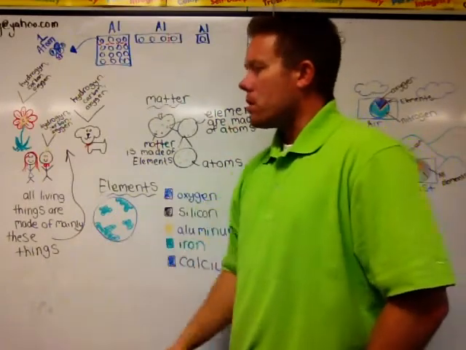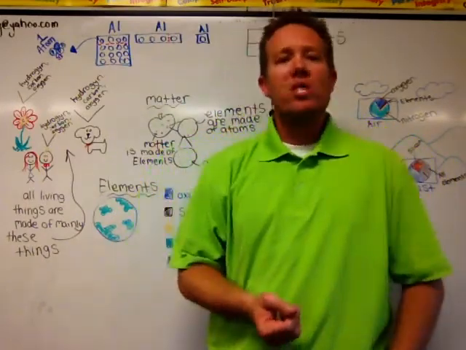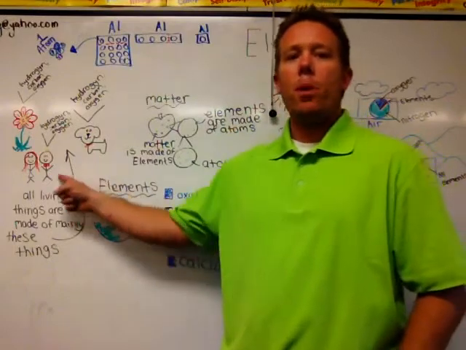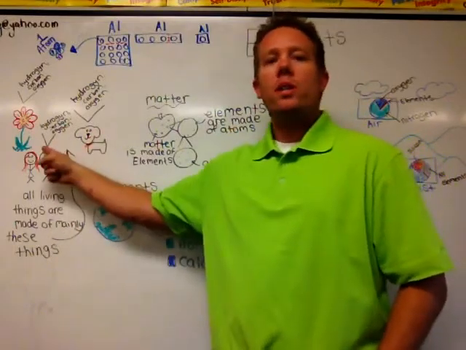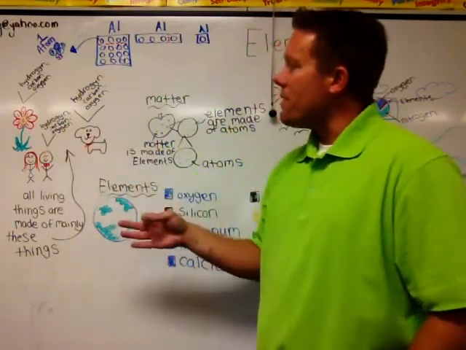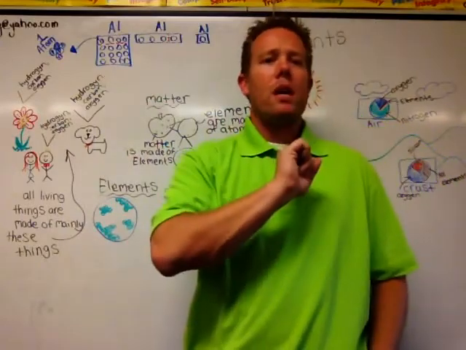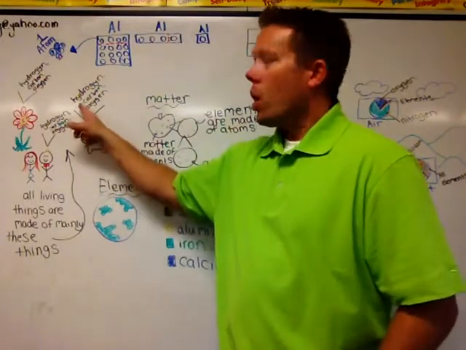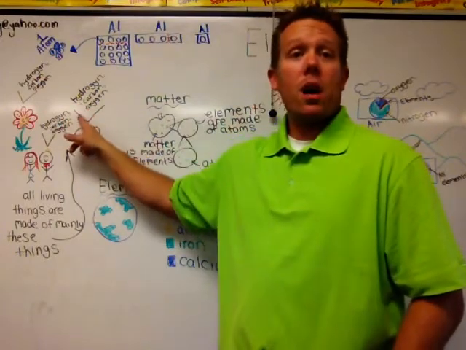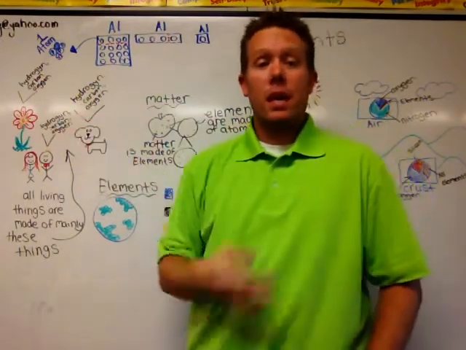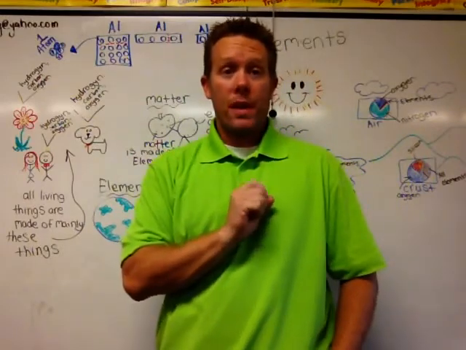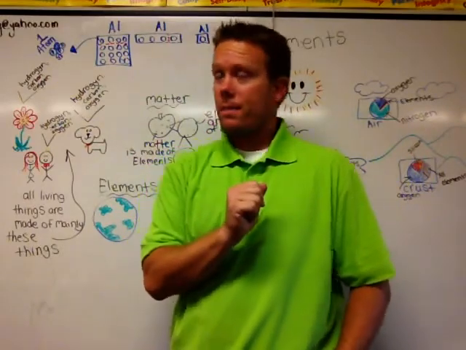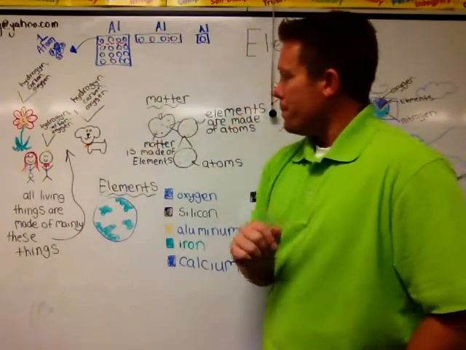Now let's talk about what elements make up most living things. You can see the people here, you can see the dog, you can see the flower. Most living things are made up of these 3 elements: hydrogen, carbon, and oxygen. Most living things are made up of those 3 things. You're going to need to know that for the test.